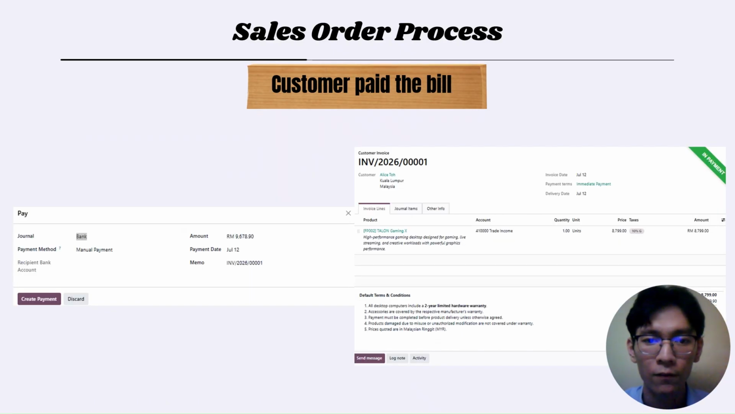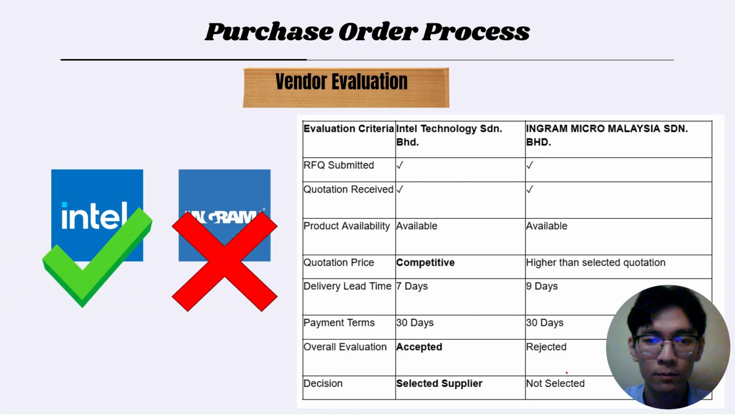And then after the customer pays the bill, the money will go into the system, be recorded in the system, and then recorded to the finance department.